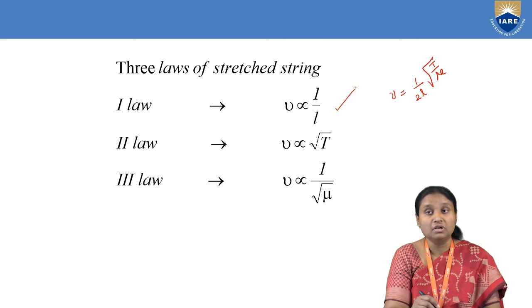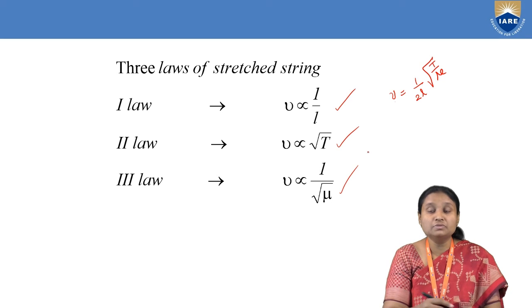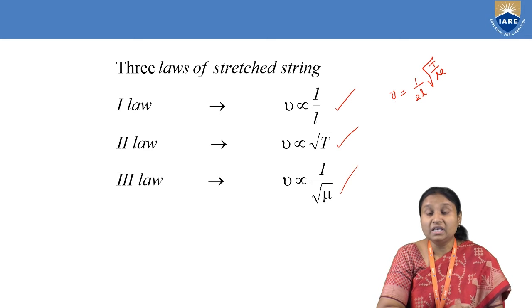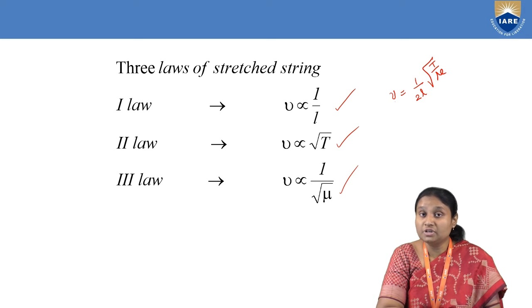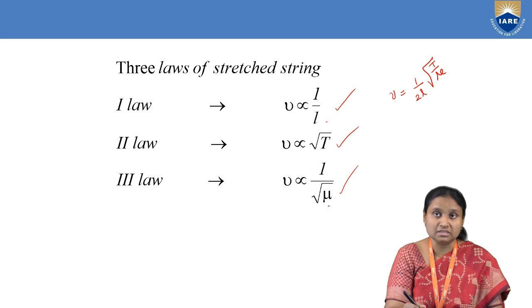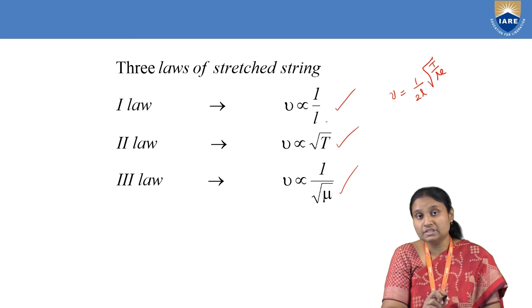That is our first law. And second law is frequency is directly proportional to square root of tension. And coming to third law, frequency is inversely proportional to square root of linear density. What is the use of these three laws? You'll observe that we can change frequency of vibration of a string by changing length, or by changing tension, or by changing linear density. So these laws are used in the physics laboratory.